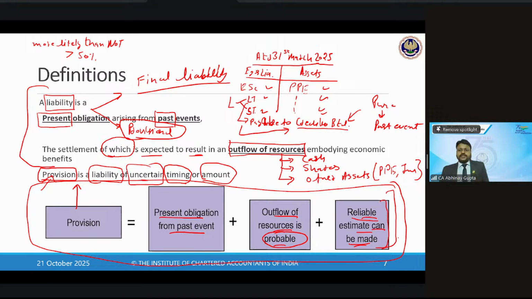Now the question comes whether I can make a reliable estimate, yes or no. If a reliable estimate can be made, the entry will be recorded in the books of accounts for this provision, or not? Yes. In that case, the provision will be recorded.